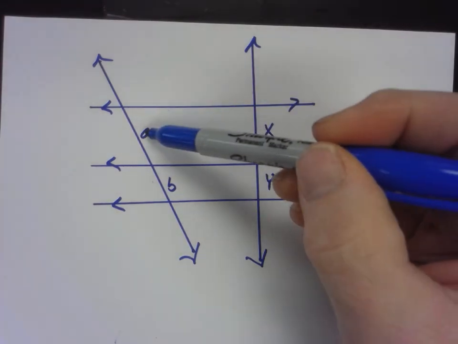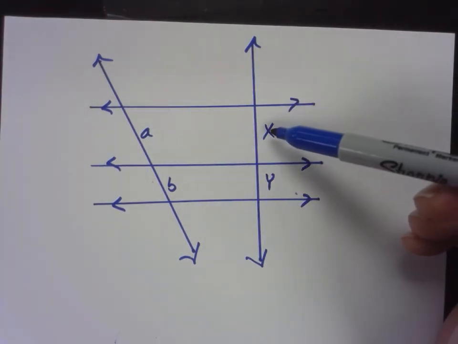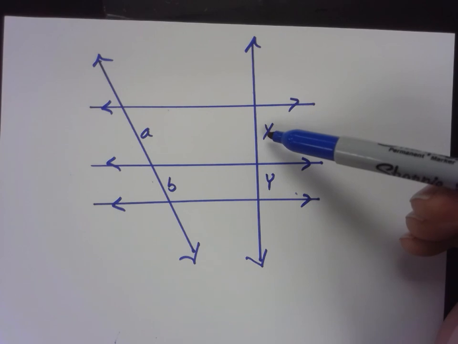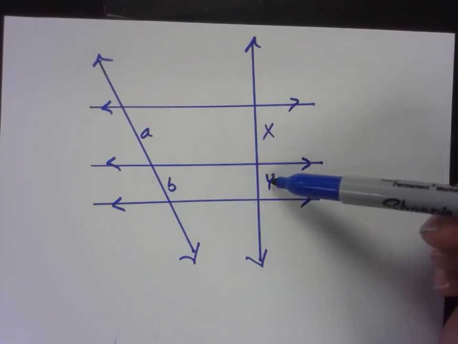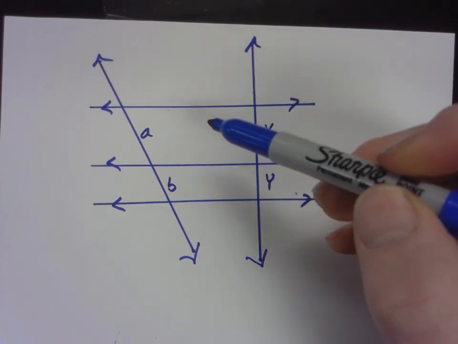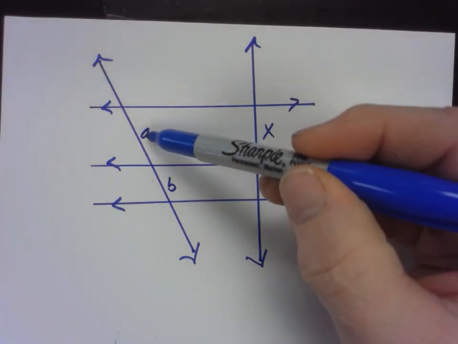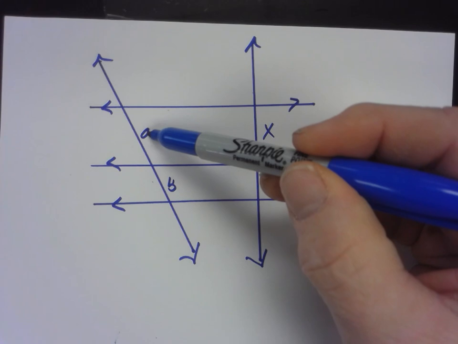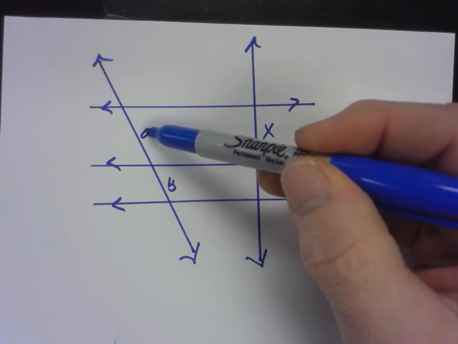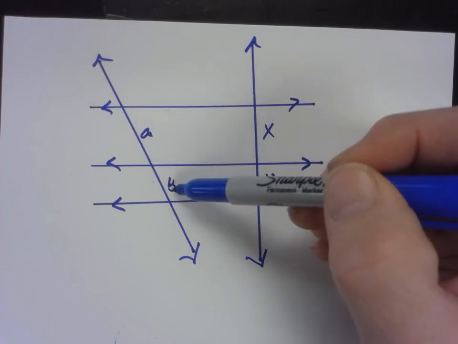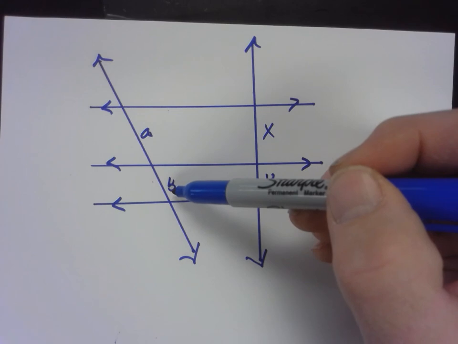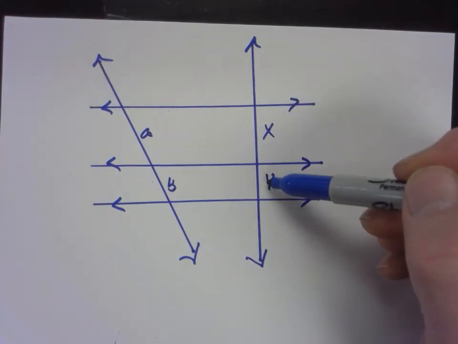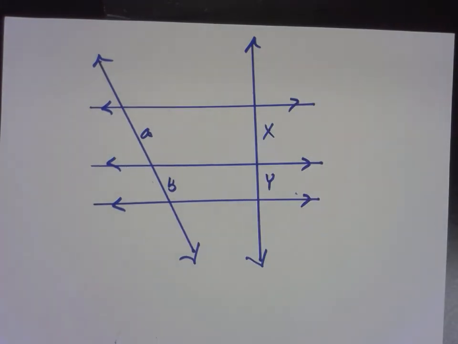Is A the same length as X? No. How about B and Y? Are they the same length? No. But when you look at it, look at the ratio between A and B. Just eyeball it. See how A is about twice as long as B? Well, what about X compared to Y? Yeah, it has that same proportion.